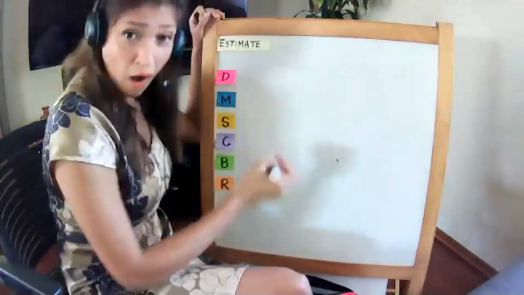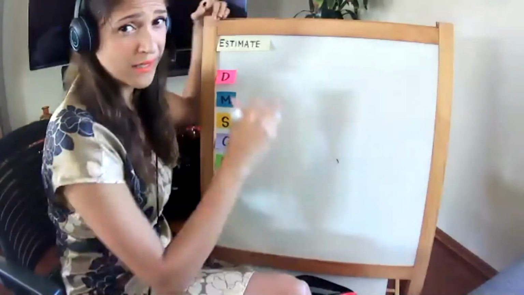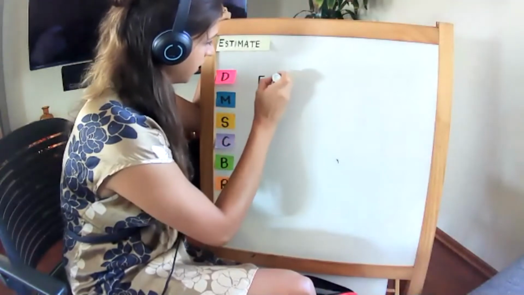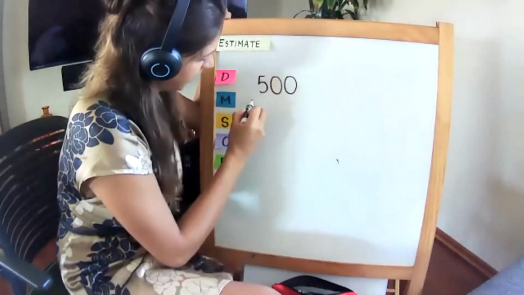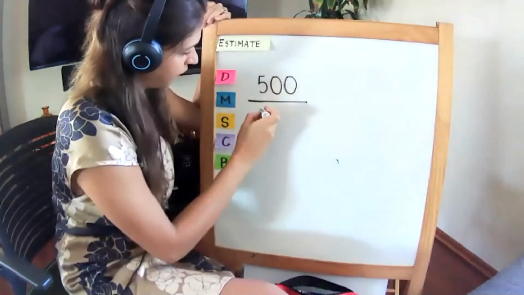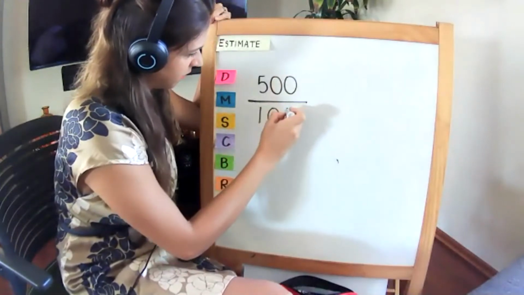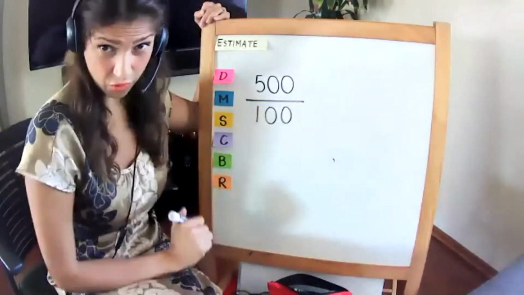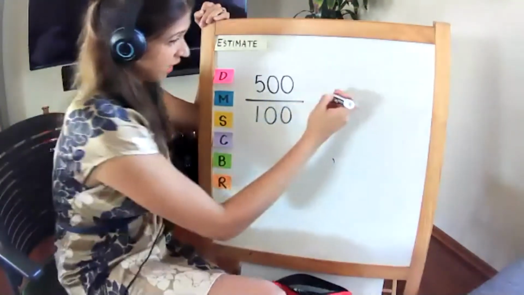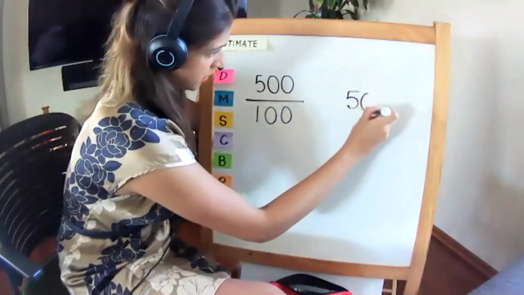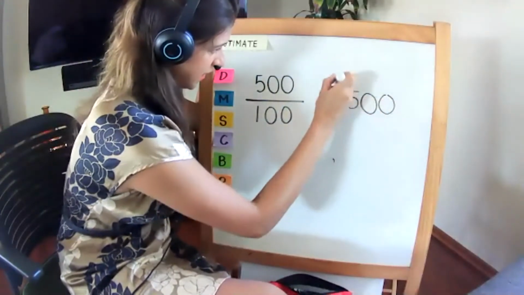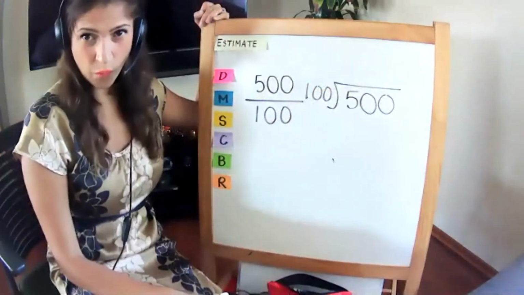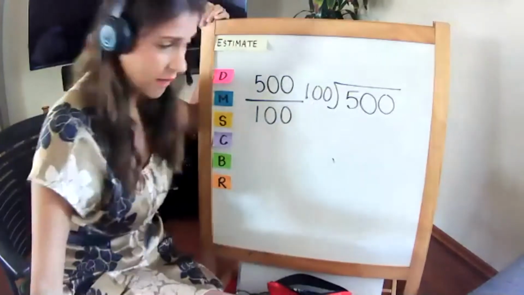Yeah. So if we have 500, this line in a fraction means out of 100. Does everybody see that? 500 out of 100. I'm also saying 500 divided by 100. So fractions and division are the same thing. It's 5.